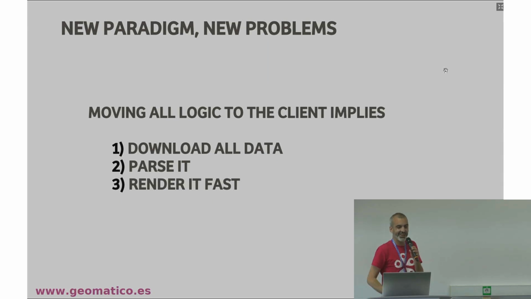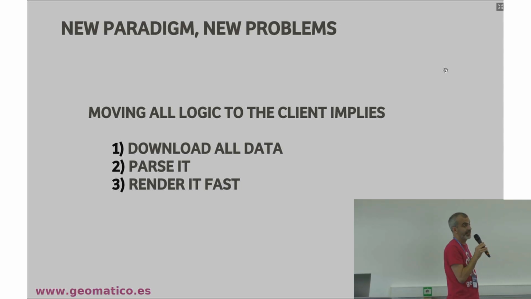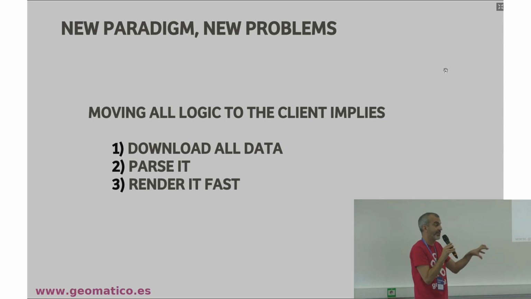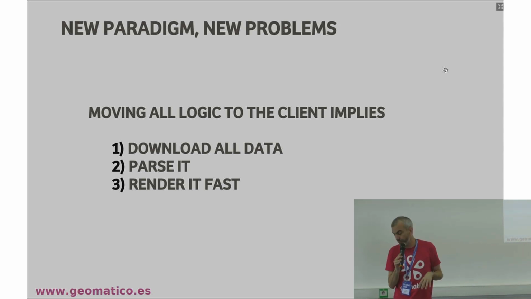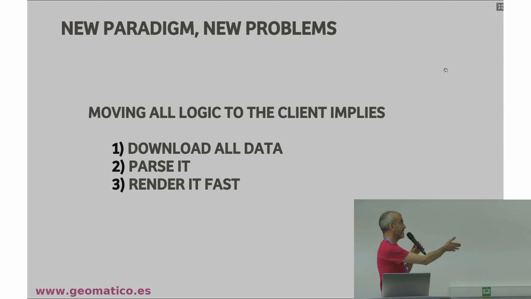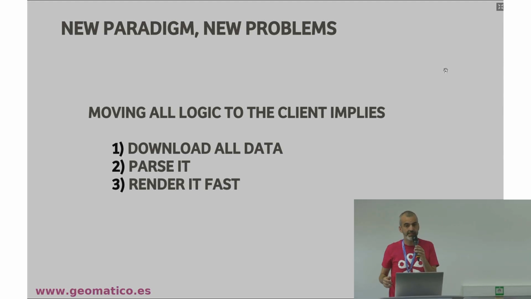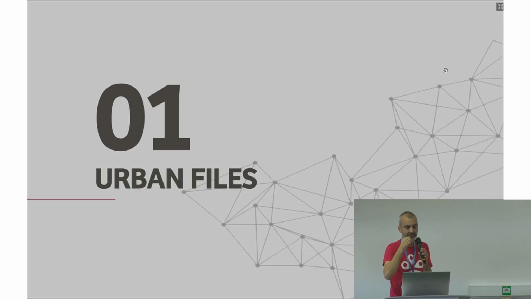But the problem, of course, is that you want to download a large data set and render it in the client. First, you have to download it, and that can be a problem. We will probably have to make some strategies and think a lot about it, because it's not easy to download a huge data set. We have to parse it, and we have to render it fast. So these are the challenges we will face in each of the four cases. We will have to cook the data a little differently depending on the case.